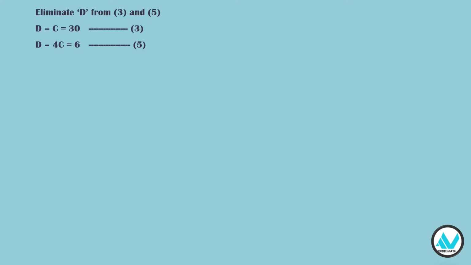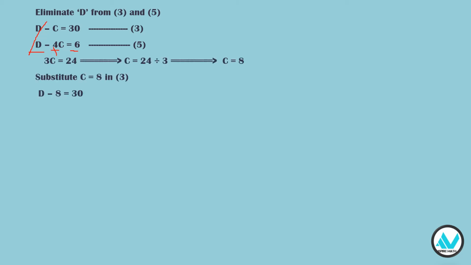Now let us eliminate d from equation 3 and 5. Now equation 3 is nothing but d minus c equal to 30 and equation 5 is nothing but d minus 4c equal to 6. Now in order to eliminate, we need to subtract equation 5. So wherever there is plus sign, I'm going to put minus, and wherever there is minus sign, I'm going to put plus. So minus d plus 4c and minus 6. Now here I'm going to cancel plus d and minus d. Now I'm left with 3c equal to 24, or in other words c equal to 24 divided by 3, or c equal to 8.